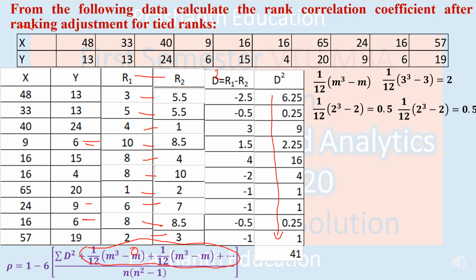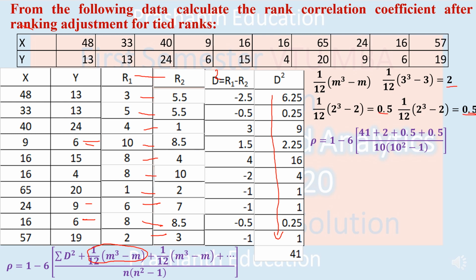Since we have repeated ranks, we need to consider this. I will tell you what to do. Simple thing, I have written the formula. How many ever corrections for repeated ranks there are, that much I need to add. For example, 2, 0.5, 0.5. For this d square, we need to add those values. 41 plus 2 plus 0.5, 0.5.